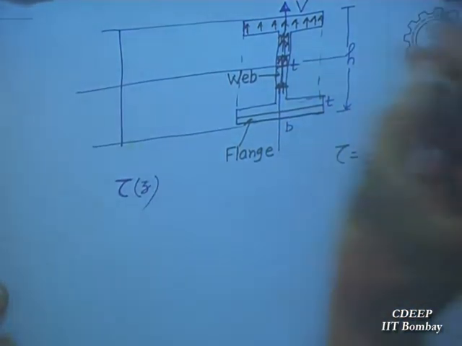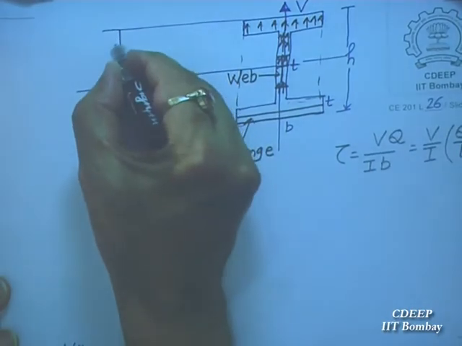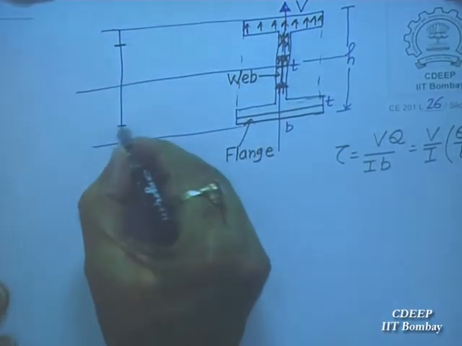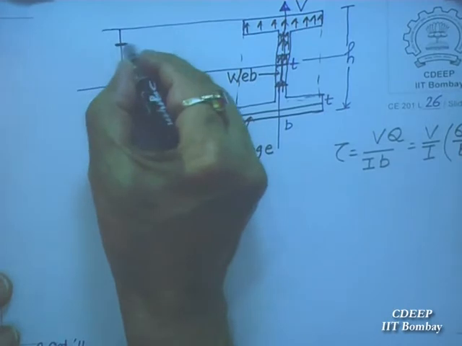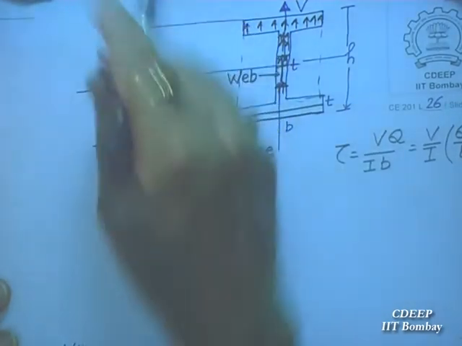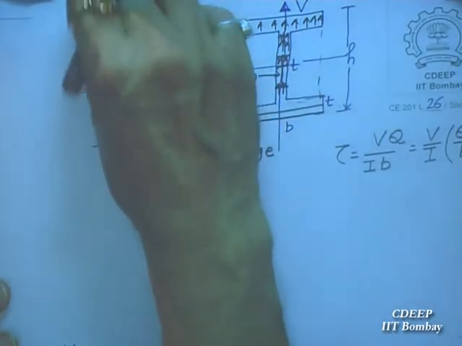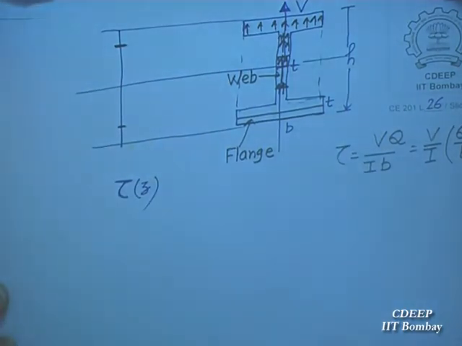So in the web, depth is this much. So this is your web, from here to here is web, and from here to here is flange. You can do the same thing.